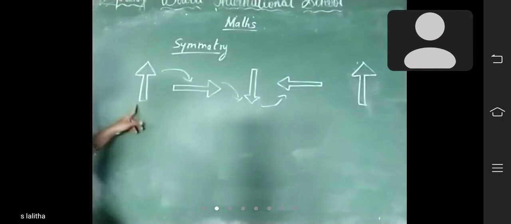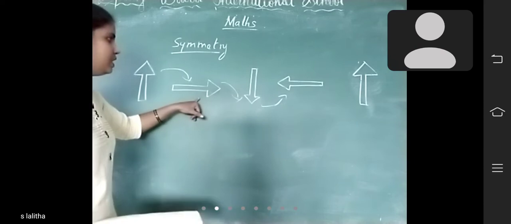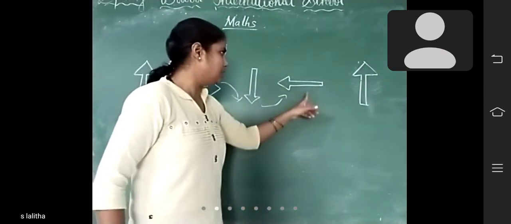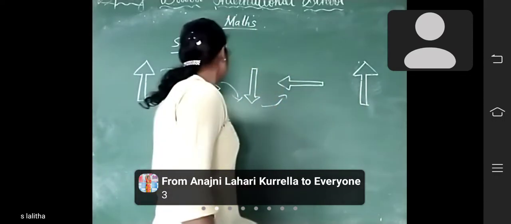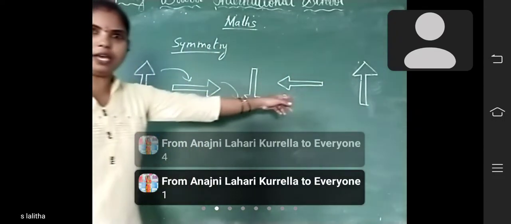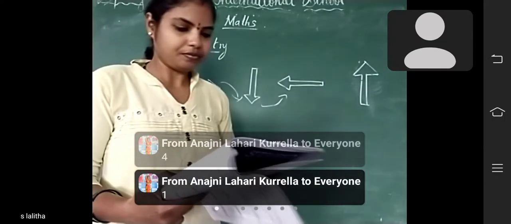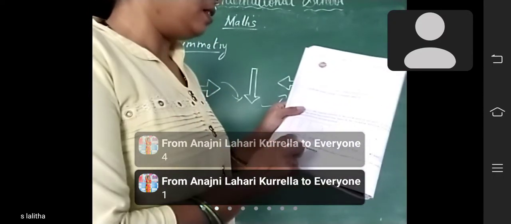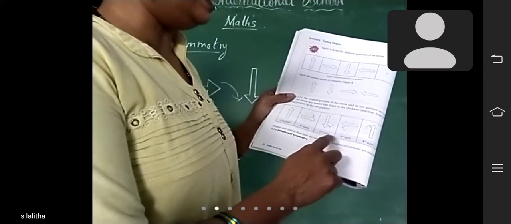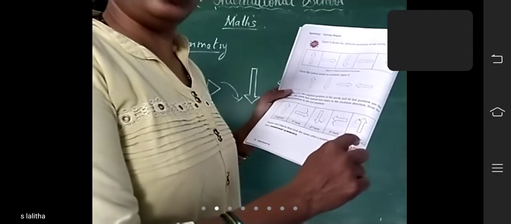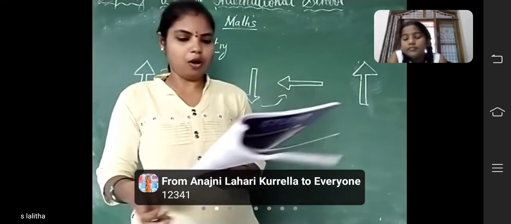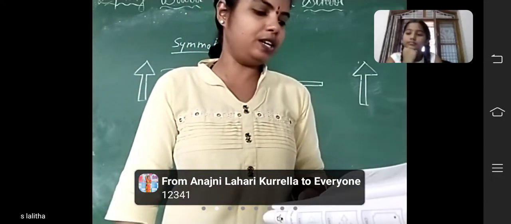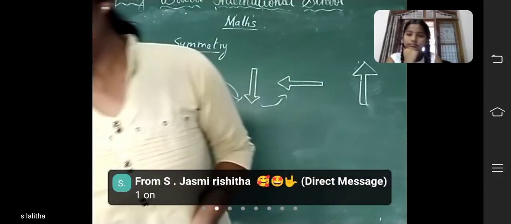This arrow will move to how many turns? First turn, second turn, third turn, fourth turn. After 4 turns, it will come to the same position, the original position. Okay. So original, first turn, second turn, third turn, fourth turn. So shapes and objects that look the same after a number of rotations are said to have rotational symmetry.